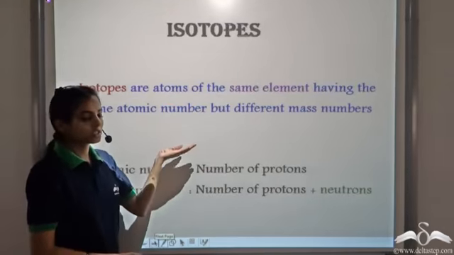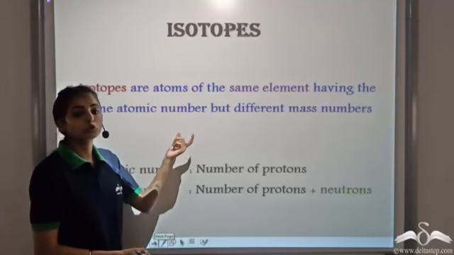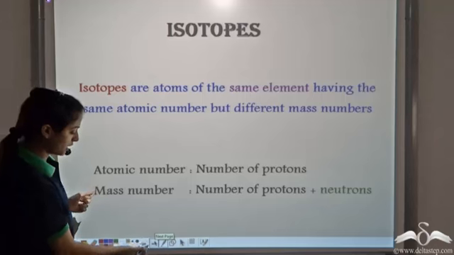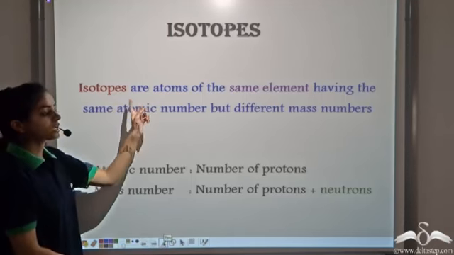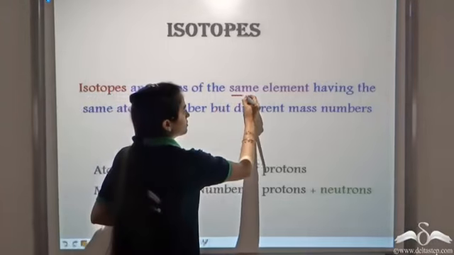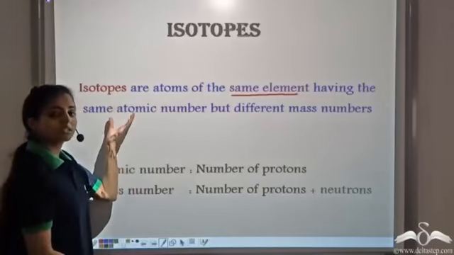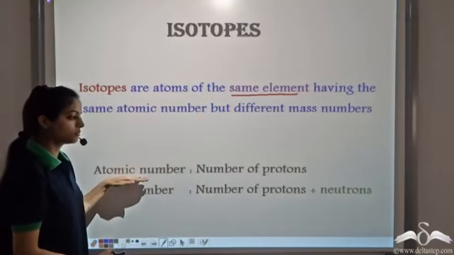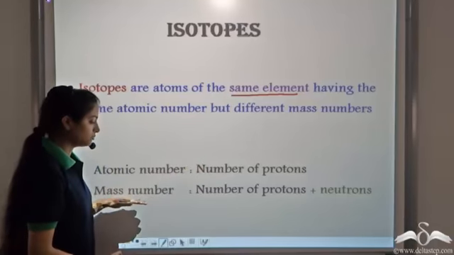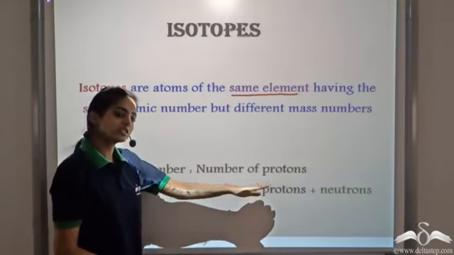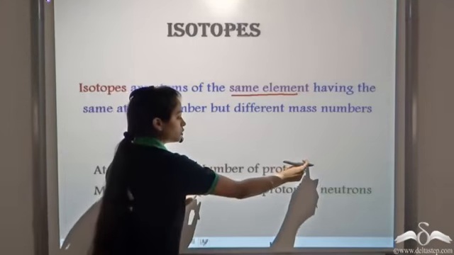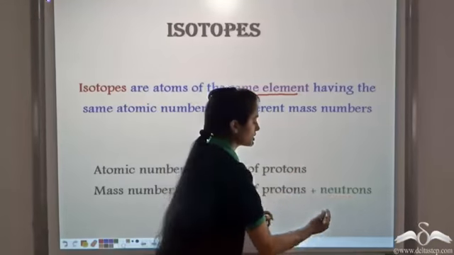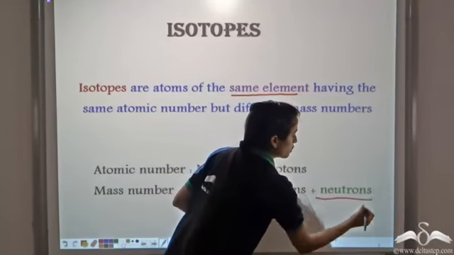As we just saw, when we change the number of neutrons, it gives rise to isotopes. What are these isotopes? Isotopes are atoms of the same element having the same atomic number but different mass number. Atomic number is the number of protons, and mass number is the number of protons plus neutrons. So the number of protons for these remains the same. The only change is in the number of neutrons.